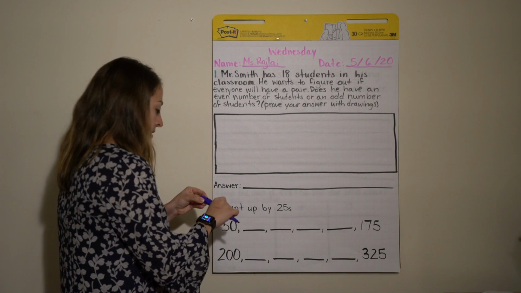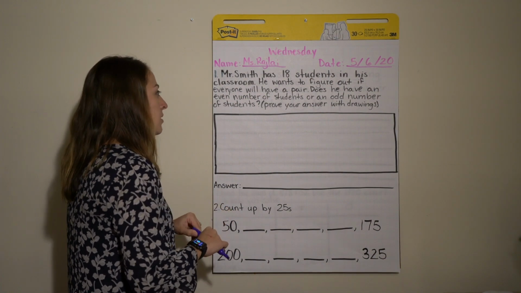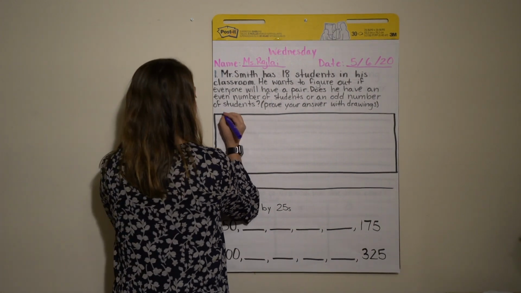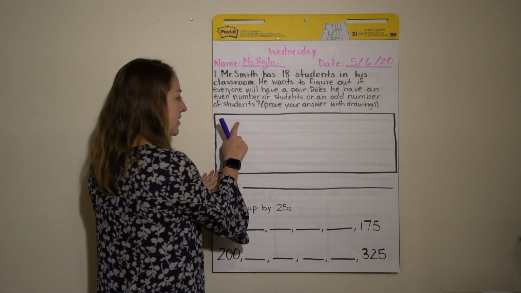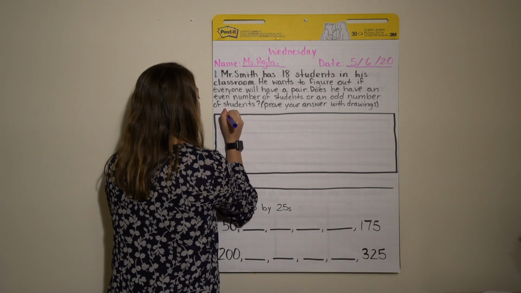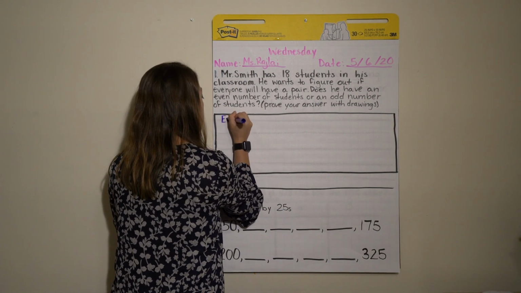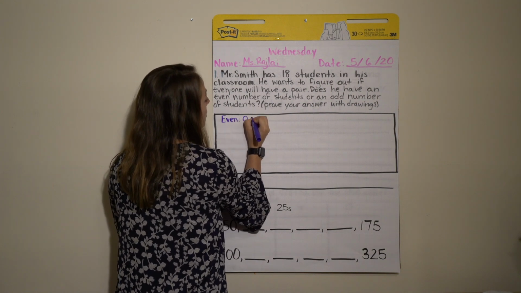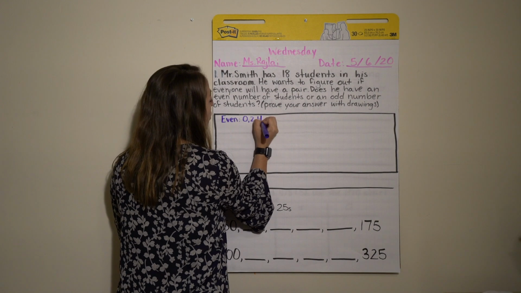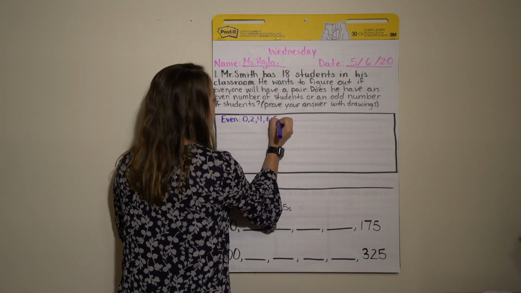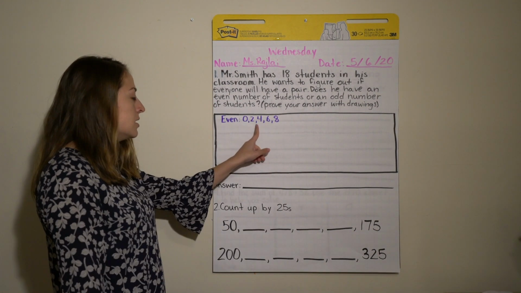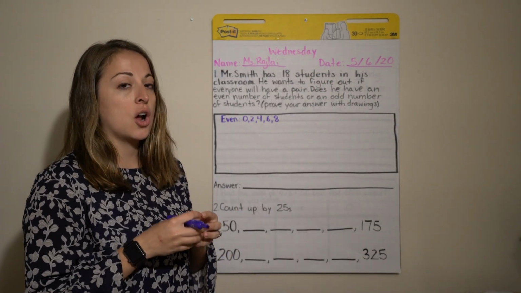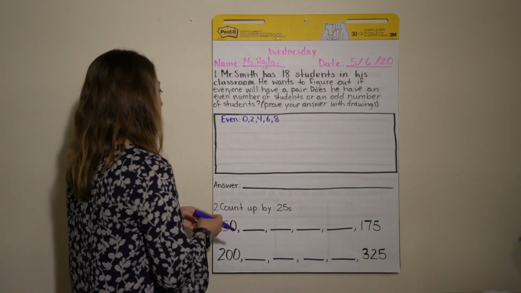So this is something that we've gone over maybe a couple months ago, so I'm going to refresh your brain. So remember, an even number, and you can write this in your box, would be 0, 2, 4, 6, 8. These digits would be in the ones place. That's what you look at to see if a number is even or odd. You look at the ones place.